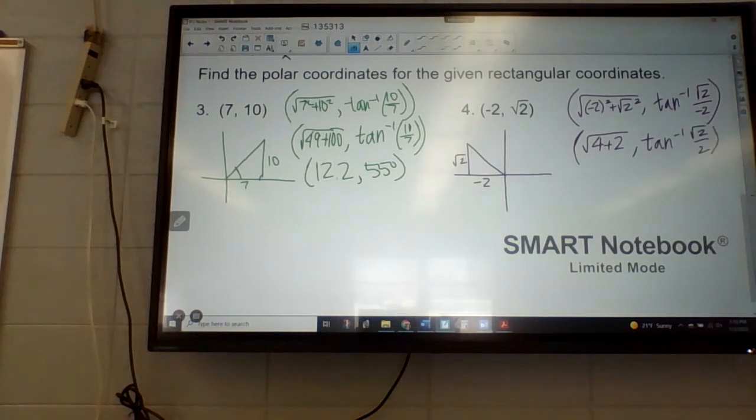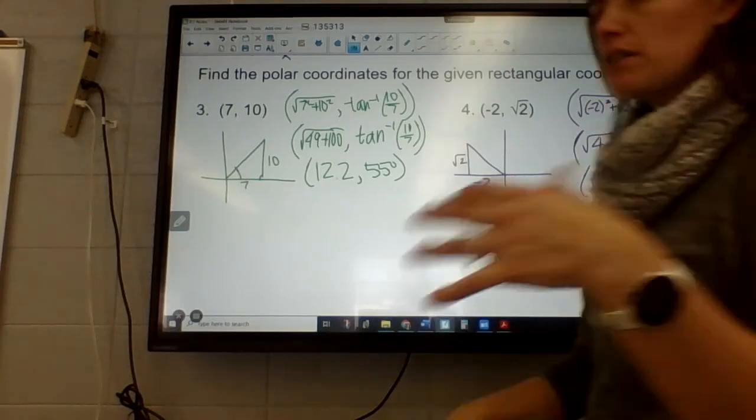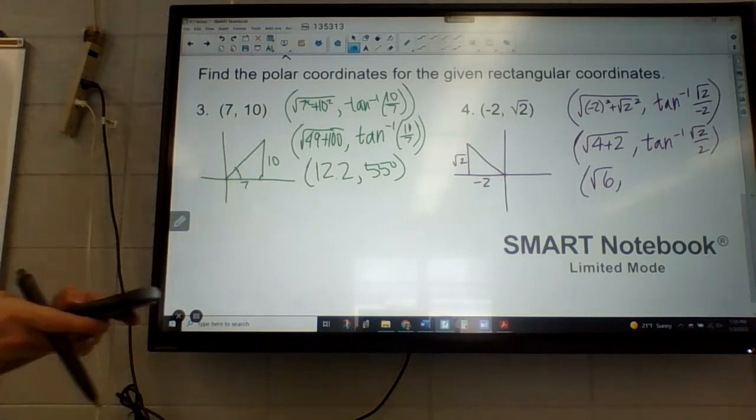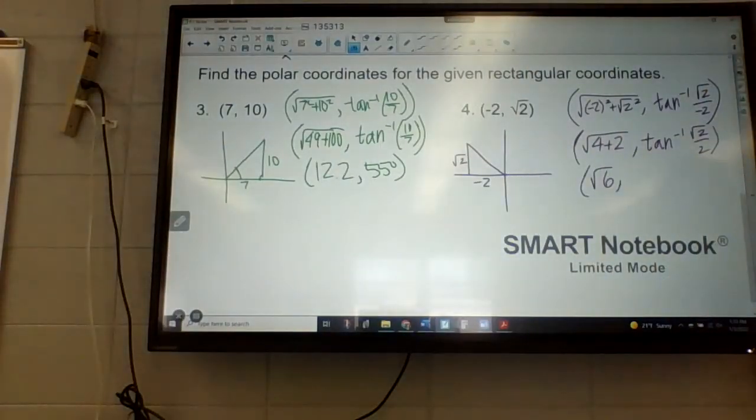And so again, your answer might come out a little bit strange, so we'll talk about what that means in a second here. So I get the square root of 6, which is like 2 point something. 2.45. Oh, that should be -2. So I got like -35.3 degrees. But does that make sense for this problem? What's going on here?